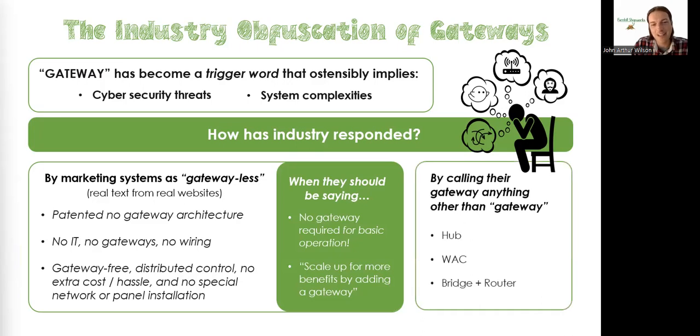That's the first way that industry is responding. And the second way that they respond is they frequently refer to their device by anything other than a gateway. You'll hear them called a hub or a WAC or a bridge or a router. I'm not going to be the definitive source that says you can't call it that, because I think some of these in spirit are being used appropriately. But it also causes a lot of confusion, and that's what we're highlighting in this presentation.